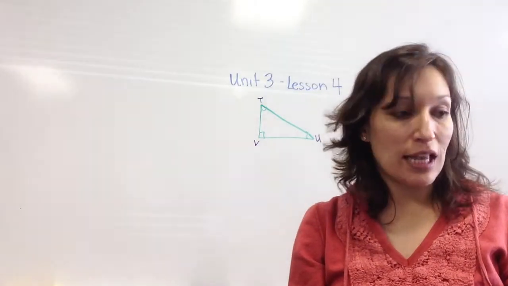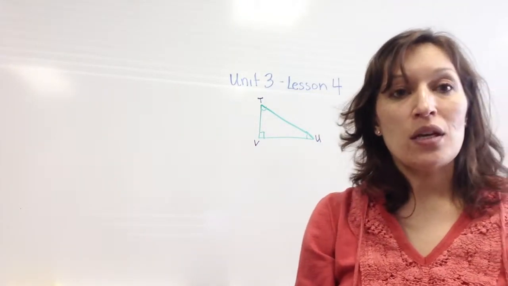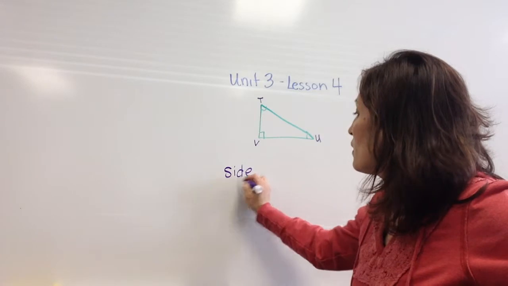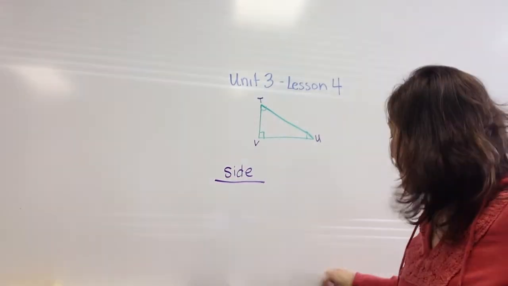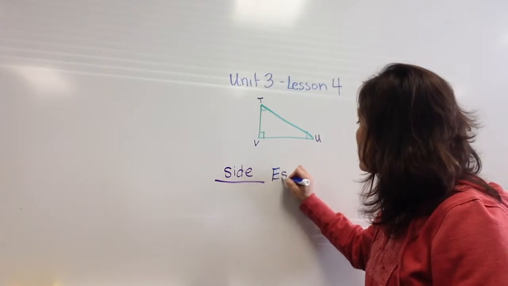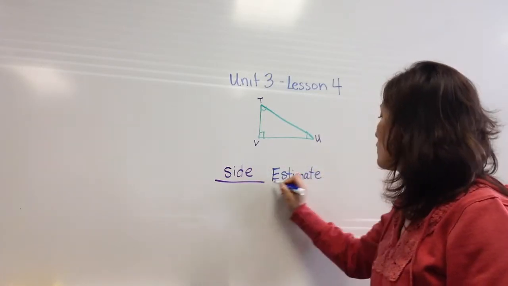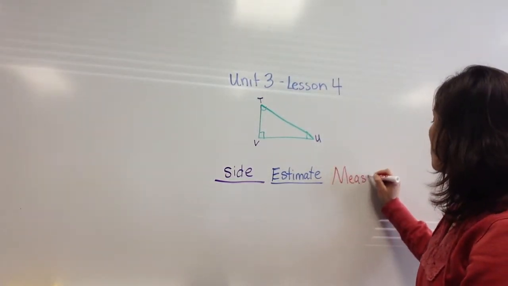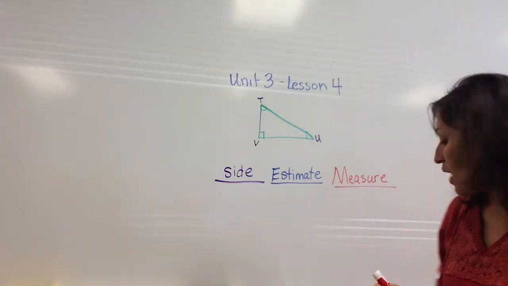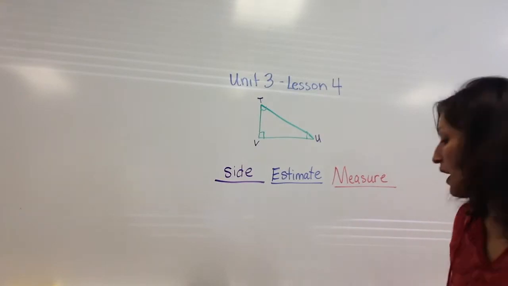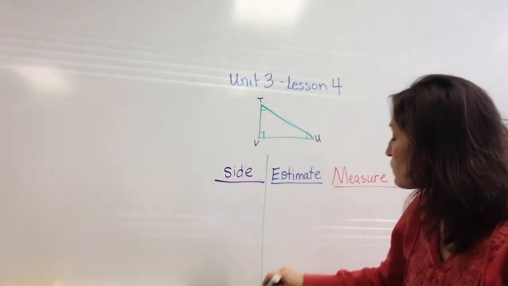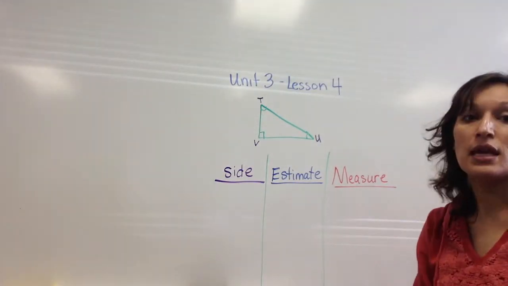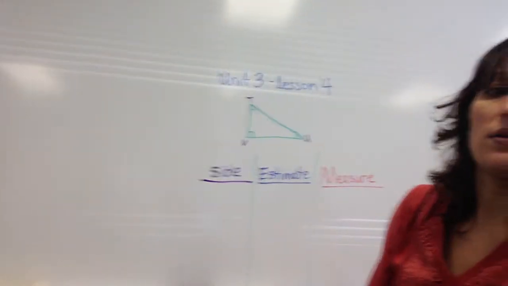Now that I have my vertices labeled, I can go and make a chart that looks like this. I'm going to have side as part of my chart. I'm going to have the word estimate as part of my chart. And I'm going to have the word measure as part of my chart. Okay, now I've got 3 categories of information that I want to put into a chart together. I'm going to put lines between them. You'll notice this one is not a T-chart because it's comparing 3 things. T-charts are only made when we're comparing 2 things, okay?